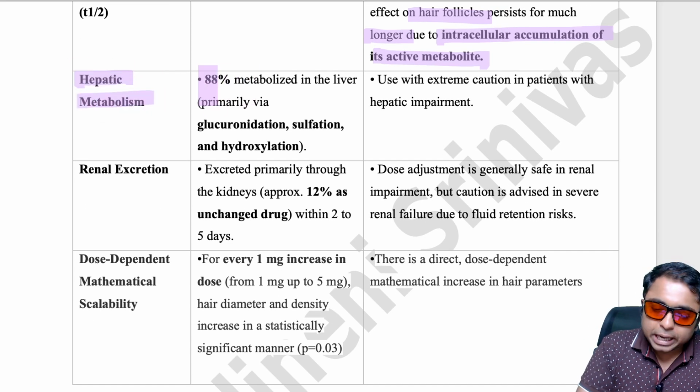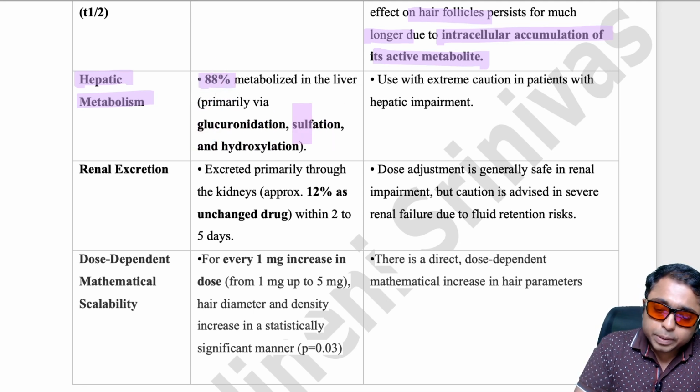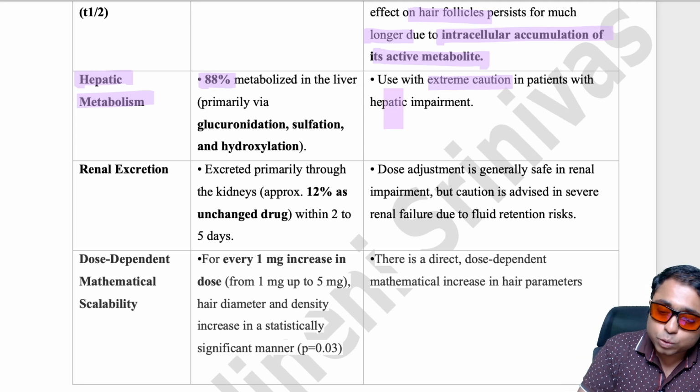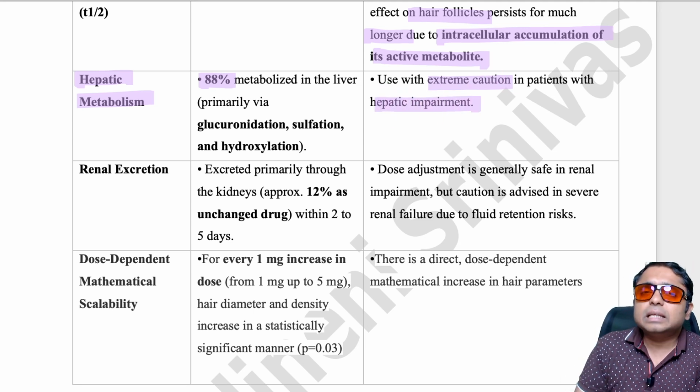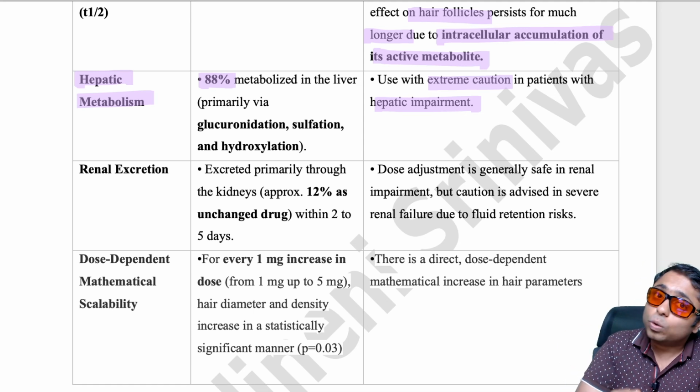It is metabolized 88% in the liver. So it should be remembered that extreme caution should be maintained in the patients who are having a hepatic impairment. That is the reason why you can do the normal investigations like CBP, LFT, KFT before initiating the oral minoxidil.